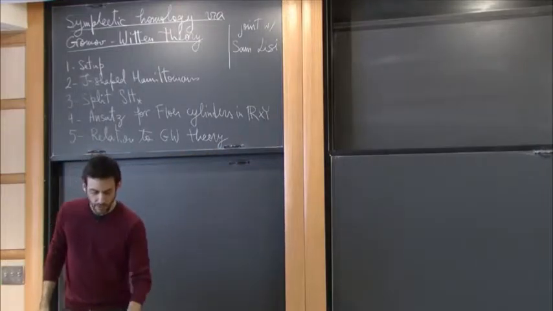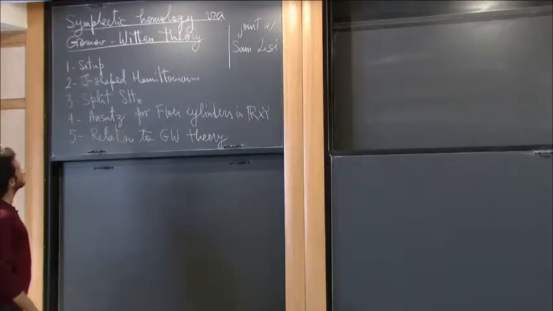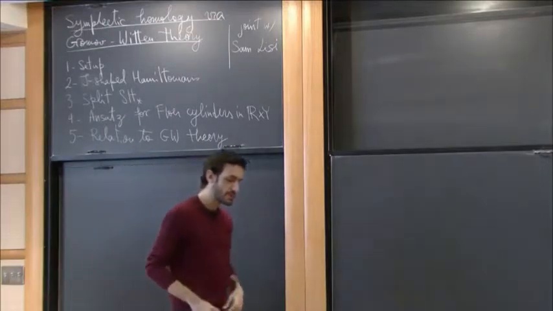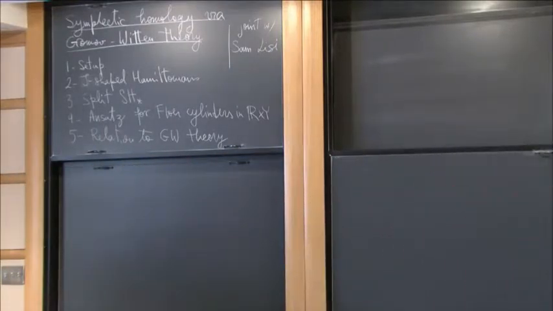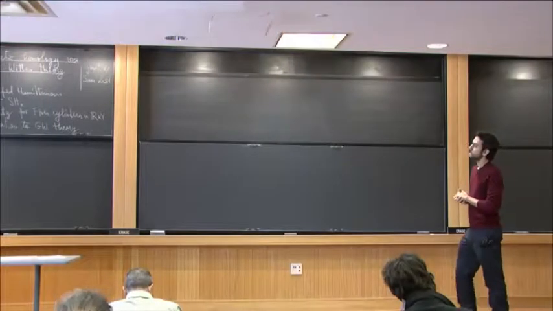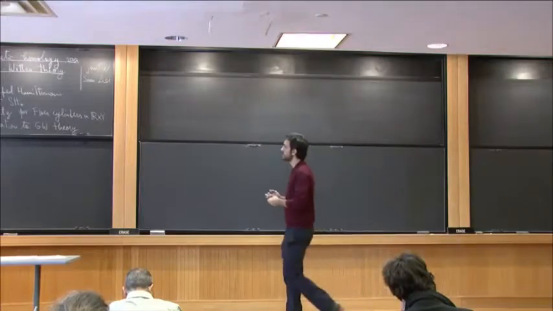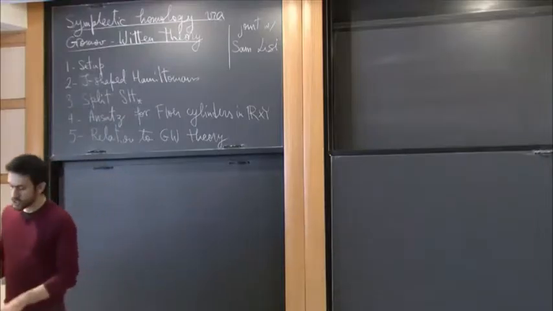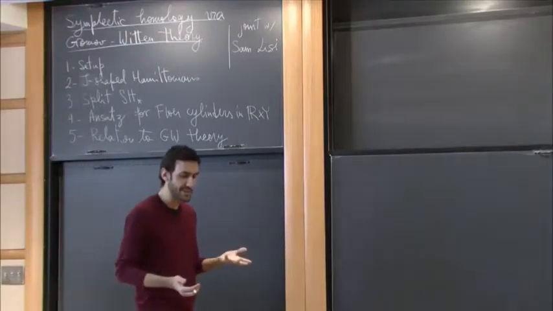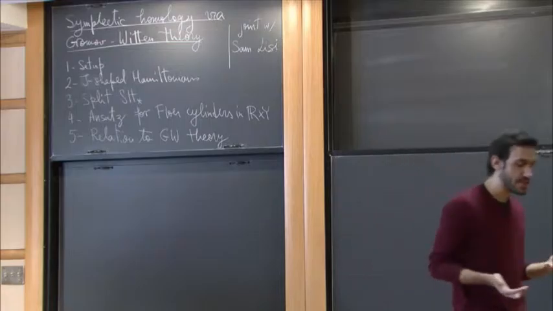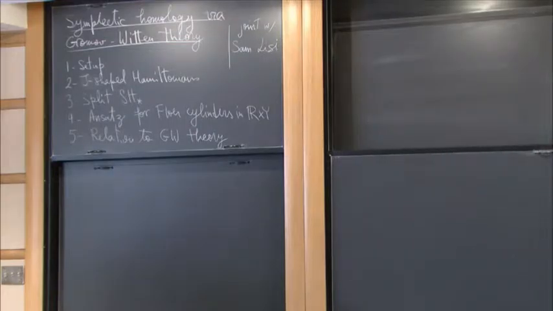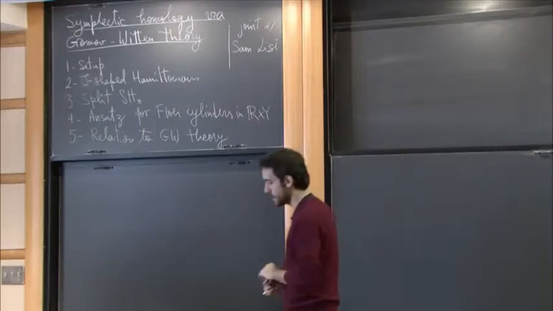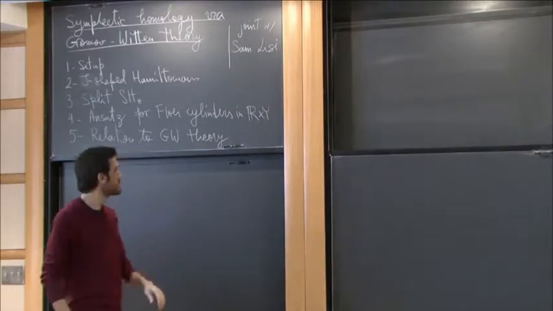So, as written on the board, first I'll tell you what the special manifolds are that I'll be considering. What is the setup that I'll take? Then I'll tell you what Hamiltonians to consider. Then symplectic homology is a homology, so we need a chain complex and we need a differential. In part three, split symplectic homology, I'll tell you how to get a handle on the differential.